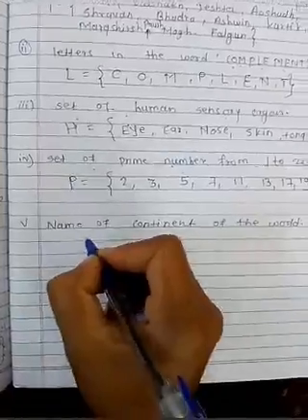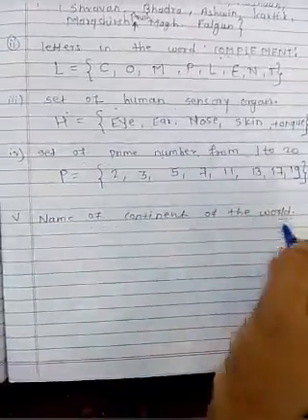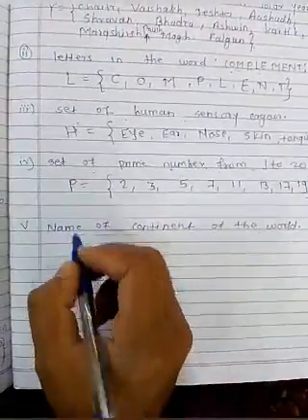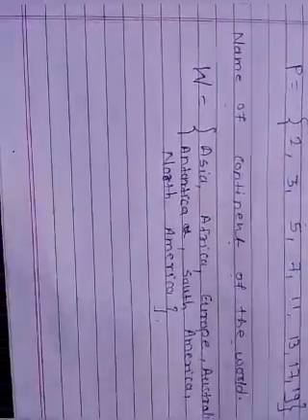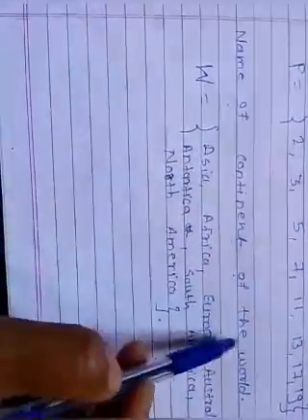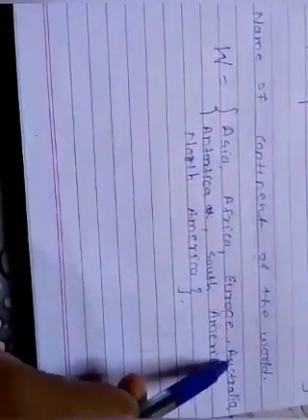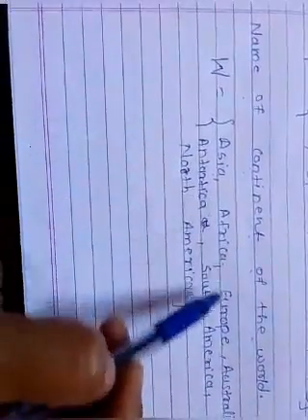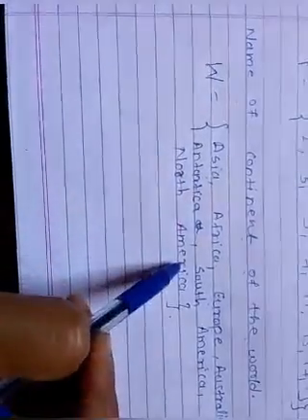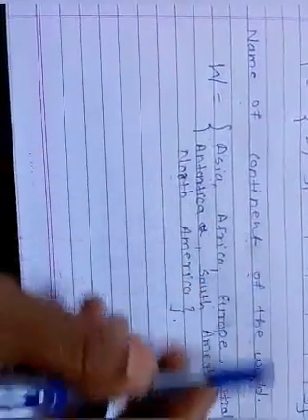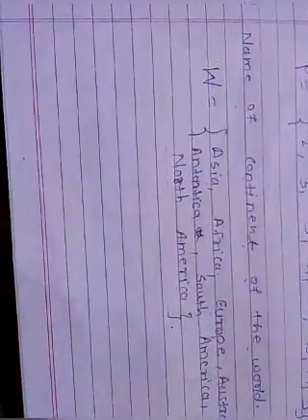And fifth question is what? Names of the continents of the world. Which are they? Asia, Africa, Europe, Australia, Antarctica, South America and North America. These are the names of the continents of the world. Okay.